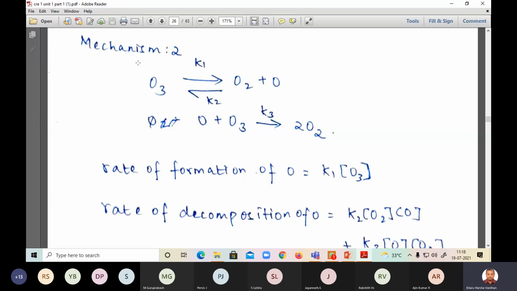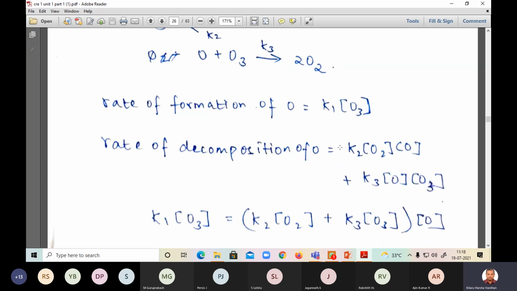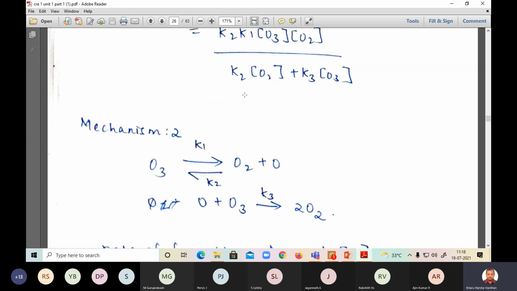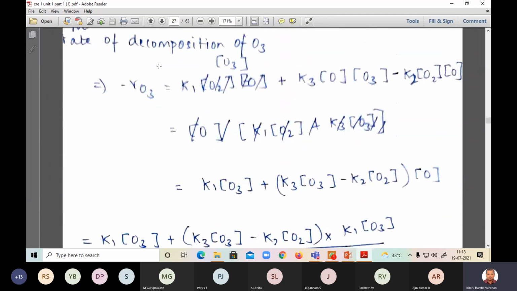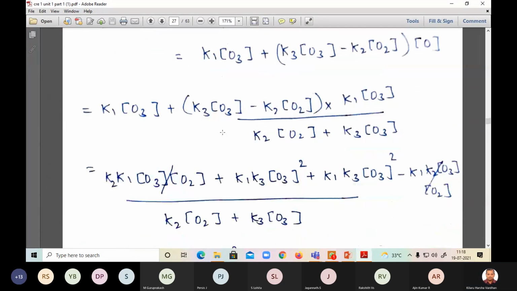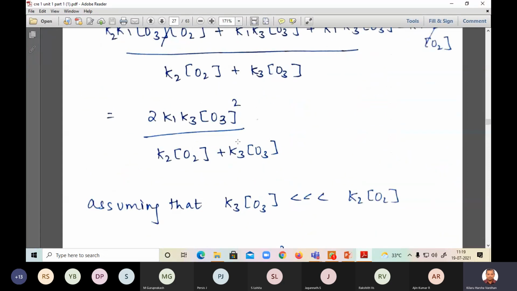You can go for mechanism 2. That is O3 is giving you O2 plus O, and O plus O3 gives 2O2. Again, they do the same. I think she did wrong there. Now, if you again write O like this, then if you back substitute and do some LCM and all, then you are getting like this.